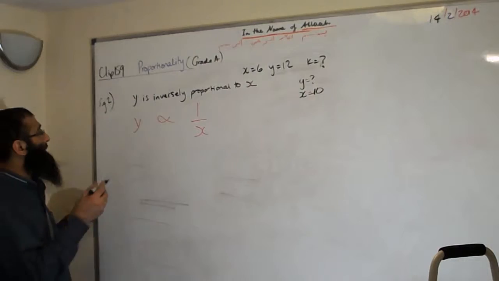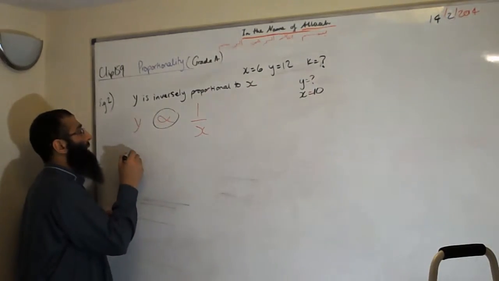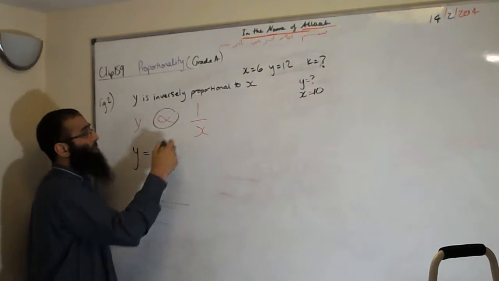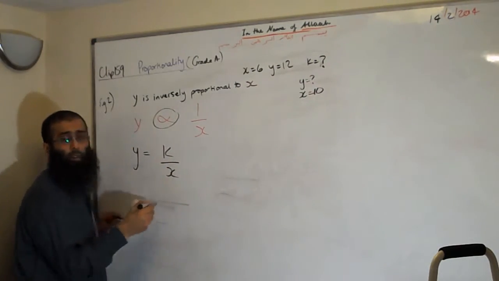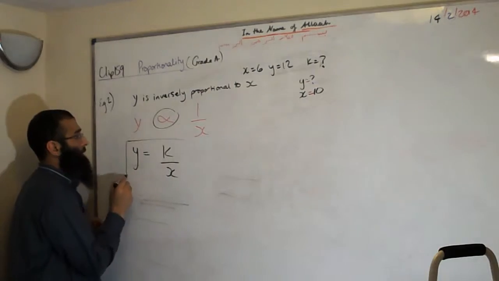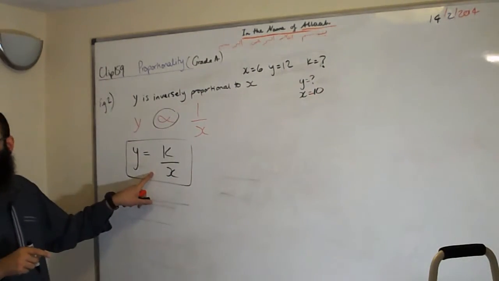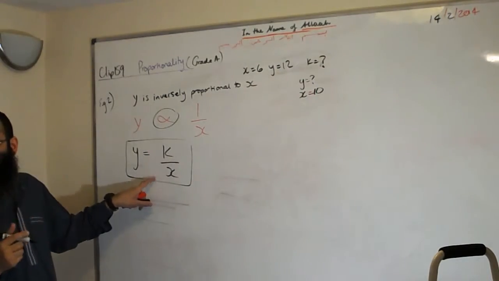Now what do we do with this, Ramiz? So the proportionality sign still becomes y is equal to k, but k times by 1 over x basically becomes k over x. So y is inversely proportional to x. It looks like this in our general form.